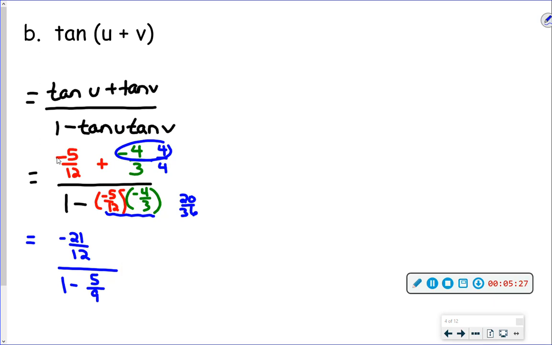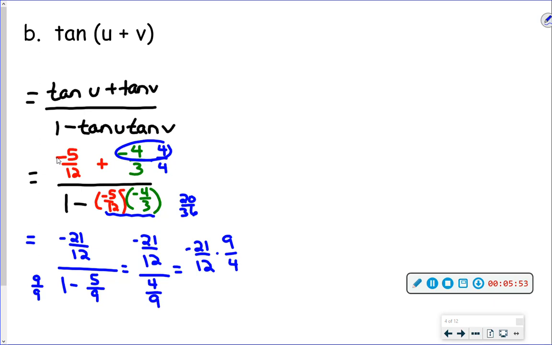Okay, still working on the fractions. So 1, of course, let's get that in a common denominator. 1 is equivalent to 9/9. So in the bottom, I really have 9/9 minus 5/9, 4/9. So I'm going to rewrite that as 4/9. And of course, when we divide two fractions, we end up multiplying by the reciprocal. So now I'm just going to multiply that out. You can do it in your calculator.